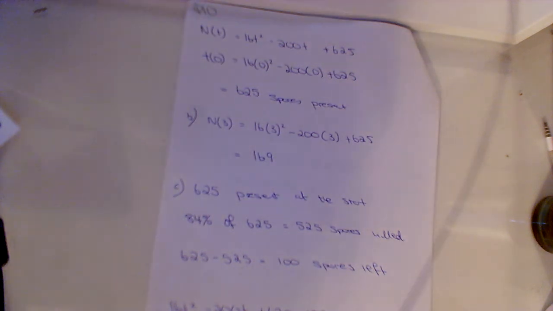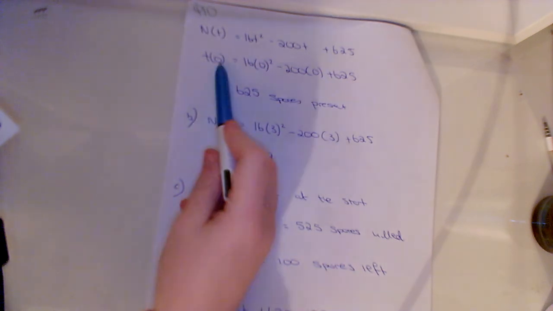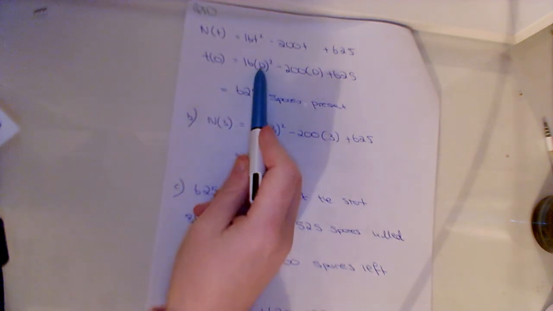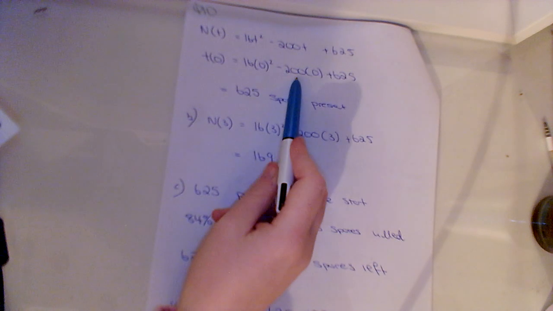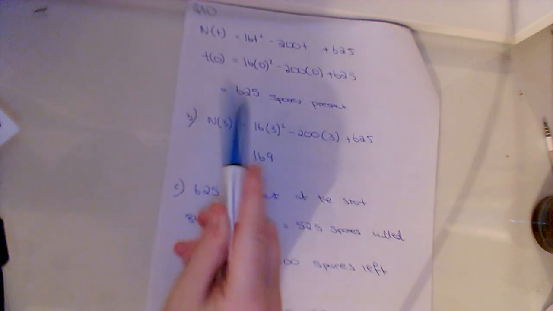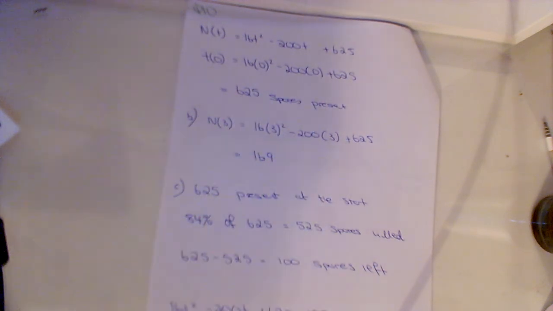For that one, the time is 0, so no time has passed. I want to see how many are present first. So I have N(0) is equal to 16 bracket 0 squared minus 200 bracket 0 plus 625, and I get 625 spores are present.